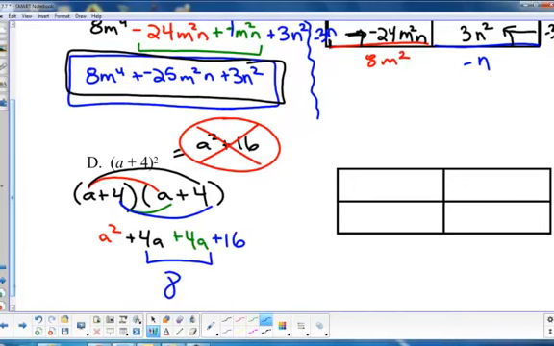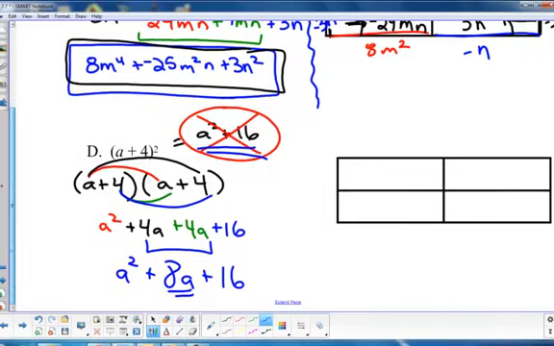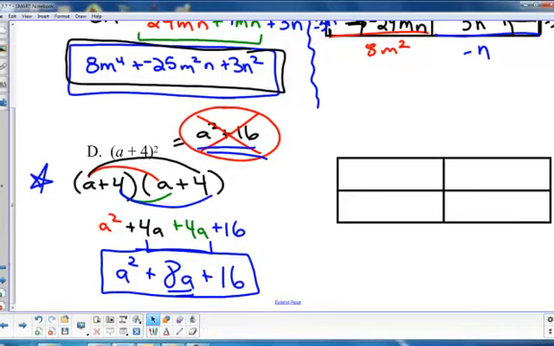So we've got a squared plus 8a plus 16. Look up here. You didn't have that 8a. Those two middle terms are very important. So it's really vital to be able to write this out and show that you're getting a trinomial for your answer when you multiply two binomials. And that's not always the case, but most often it is.